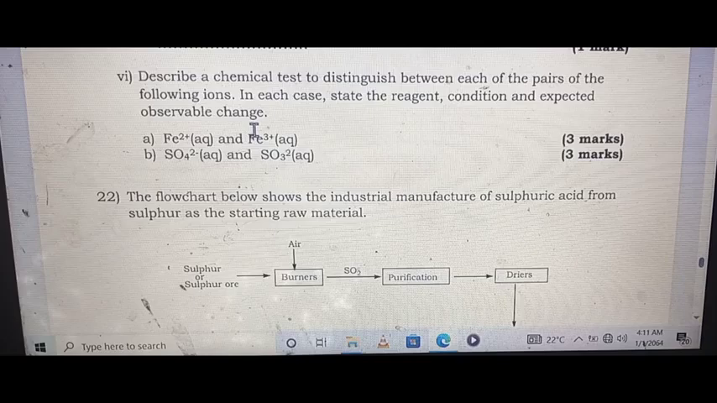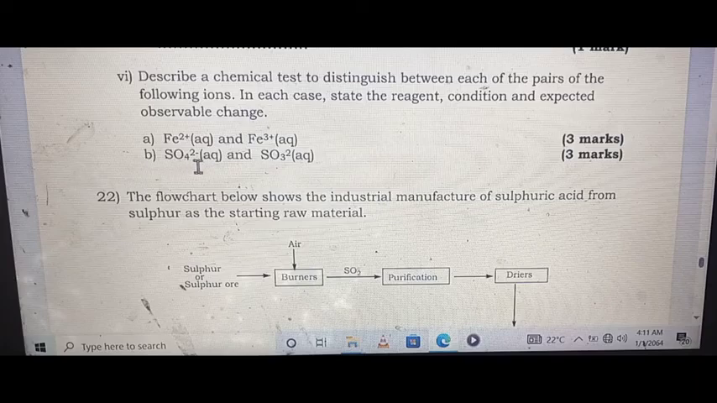By using the reagent sodium hydroxide: when we take a solution of a compound of iron 2 plus and add sodium hydroxide, we form a green precipitate. But when we take iron 3 plus and add the reagent sodium hydroxide, we get a brown precipitate.